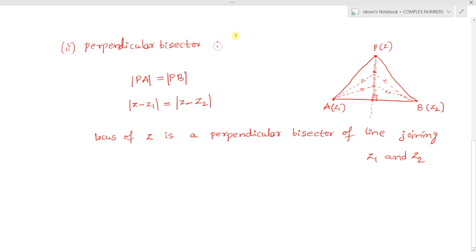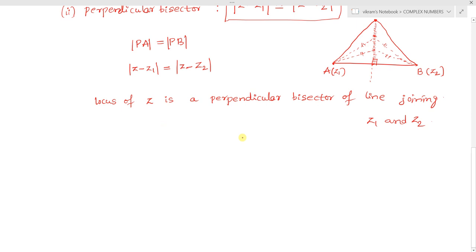Now what is the formula for a perpendicular bisector? Mod of Z minus Z1 equals mod of Z minus Z2. If a complex number is given in this form, that means Z lies on a perpendicular bisector. Next, moving further, the next formula.